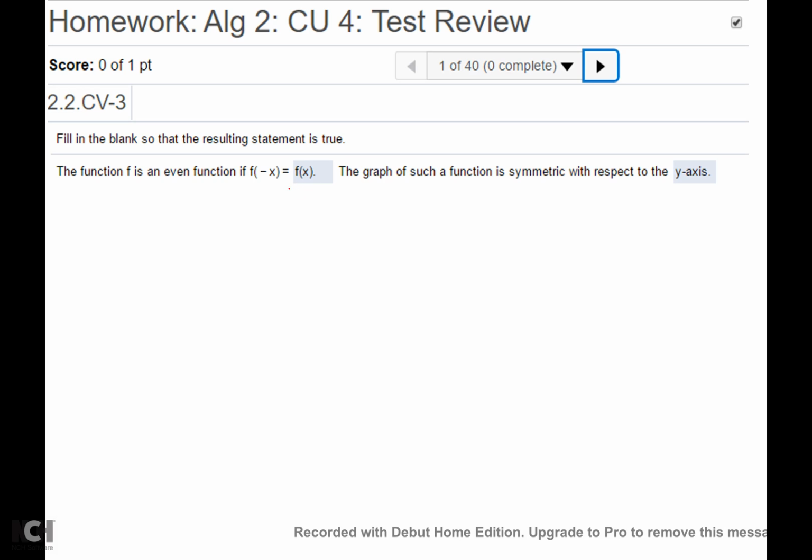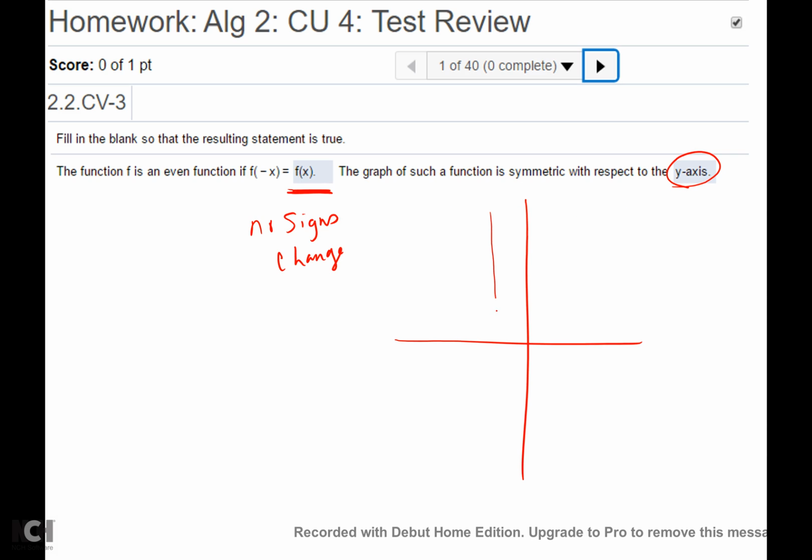you know how to fill in these boxes, equals f of x. In other words, no signs change. The graph of such a function is symmetric with respect to the y-axis. Remember, if you have an even function, the y-axis has to cut the function exactly in half. This half has to be a mirror image of that half.